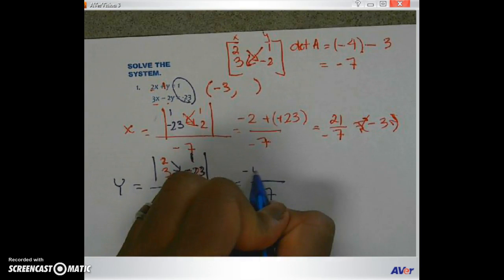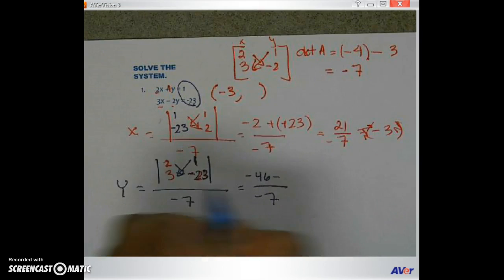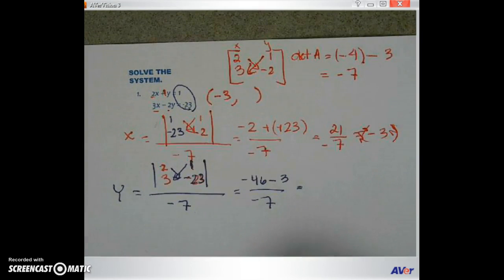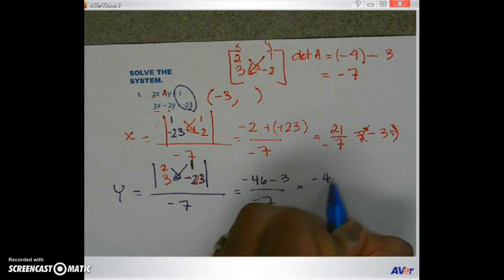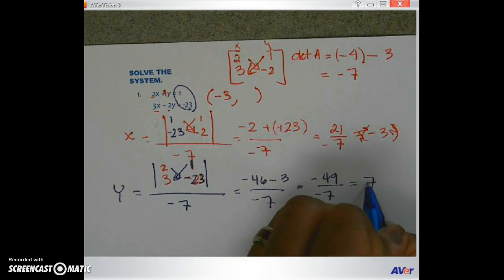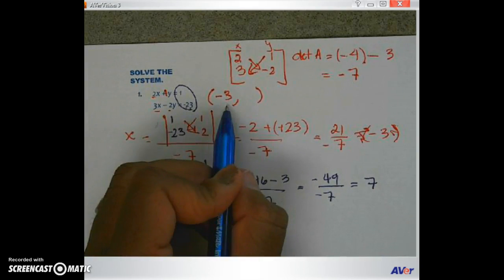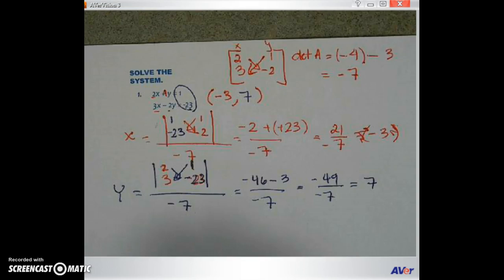I have negative 46 minus, cross multiplying here, 3. This gives me negative 49 over negative 7, so the y is equal to 7. So if I'm writing this as a coordinate, the x part is negative 3, the y part is 7.